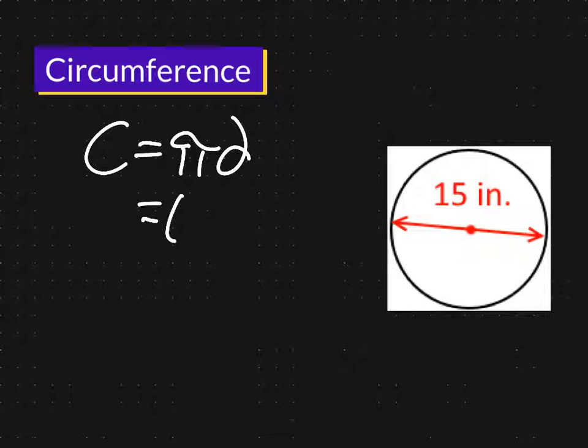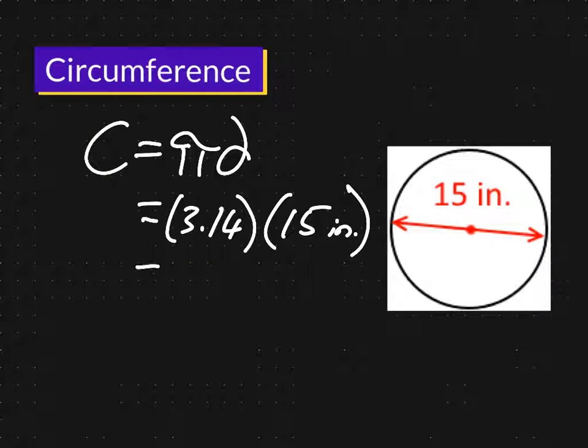So pi is 3.14 approximately. And the diameter we're given is 15 inches. And now we multiply. So when we punch in 3.14 times 15 into our calculator, we will find that that is 47.1 inches. And remember that circumference is a distance. So the units will be units of distance, like inches or feet or millimeters or centimeters or meters or kilometers or something like that.